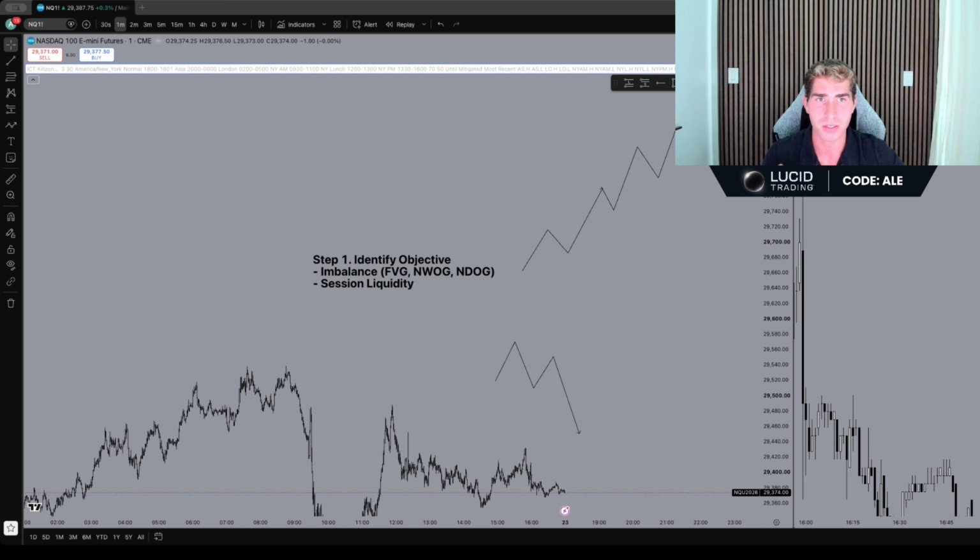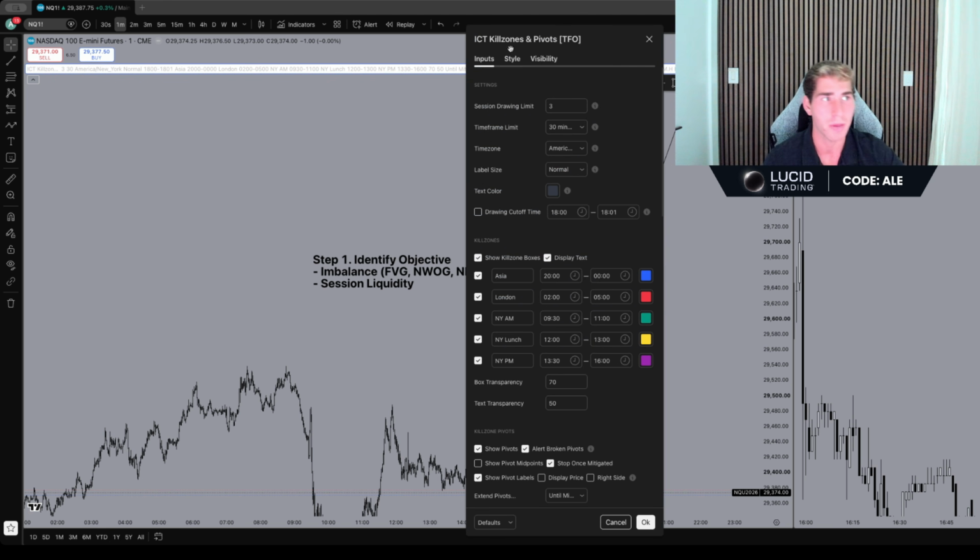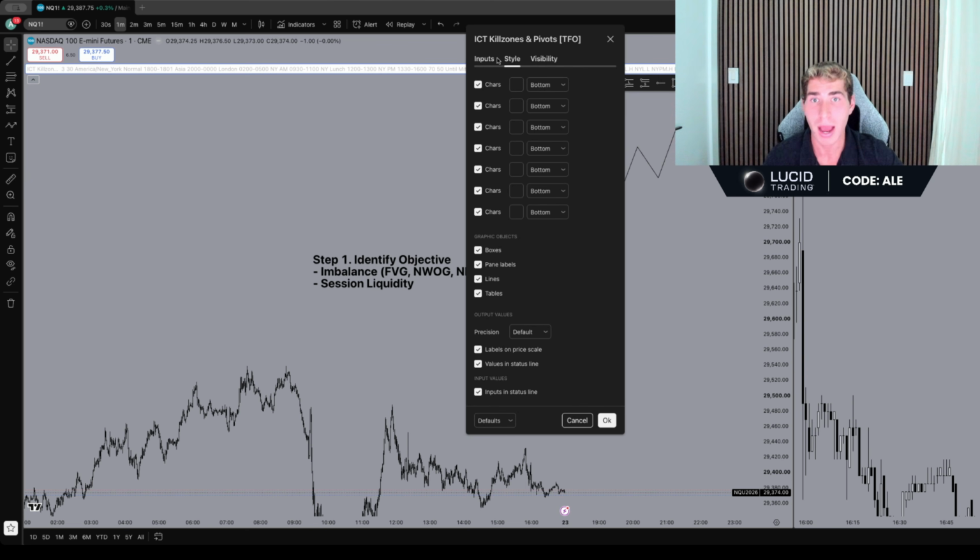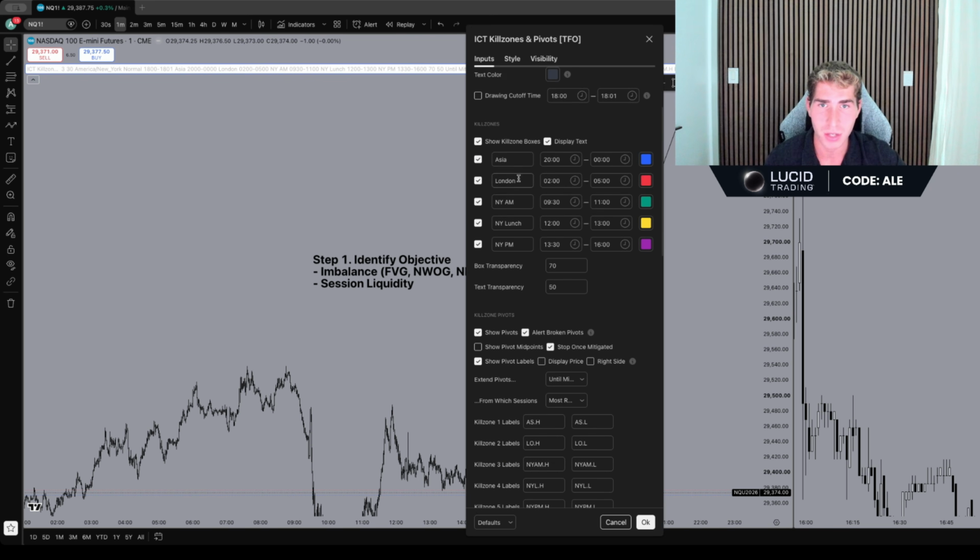But first off, session liquidity, you're going to need this indicator right here, ICT kill zones and pivots. This is the only indicator you ever need to really see success in trading. In my opinion, with objectives and draws and liquidity, literally the only indicator you'll need. It tells you Asia session, London session, New York AM, and New York lunch, PM. I don't even look at that, I'm not going to lie. I only use it for Asia and London.